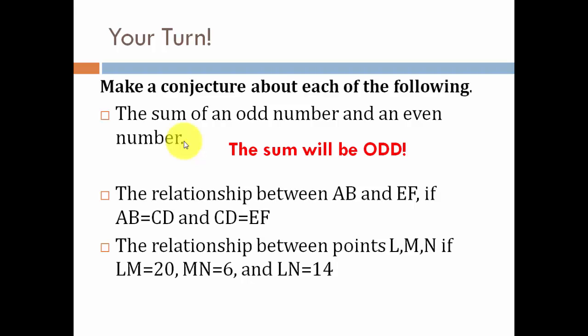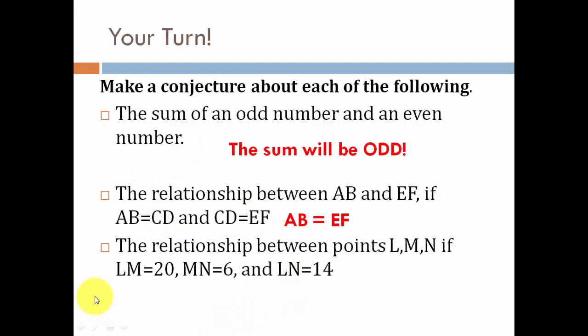Next, the relationship between AB and EF if AB is equal to CD and CD is equal to EF. Well, if both of those segments are equal to the same segment, we can say that AB is equal to EF. Say that AB was 6, that would mean that CD was 6. If CD was 6, then EF would be 6, because they're equal and equal.